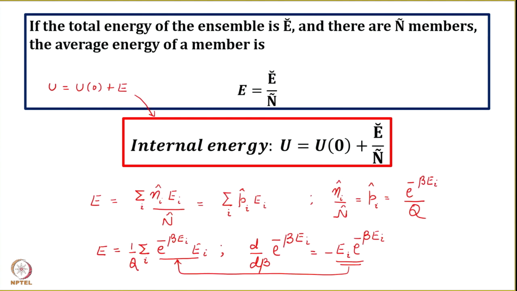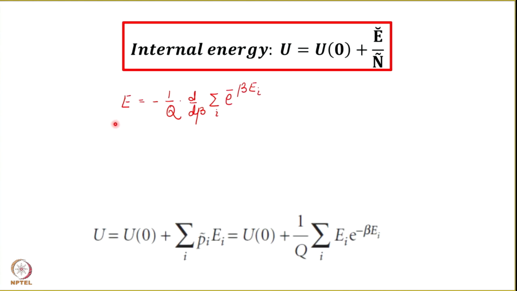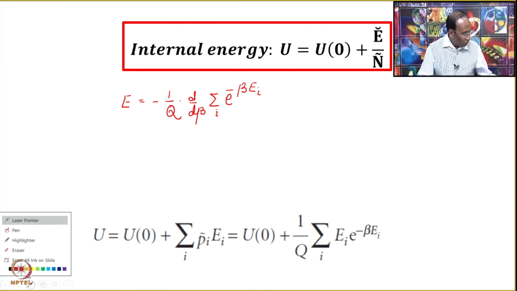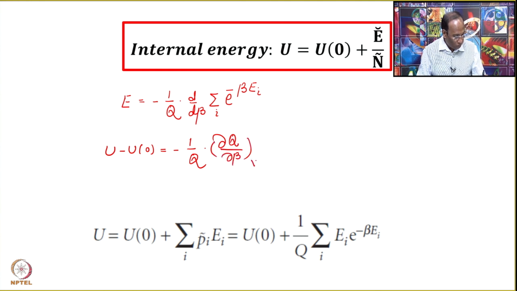This comes from when you substitute exponential minus beta Ei, this is basically minus of this derivative, and when you put this minus of this derivative into this, it results into this expression. So therefore, what we have, E is nothing but U minus U0 is equal to minus 1 by q into del q del beta at constant volume. We have got this from this expression.